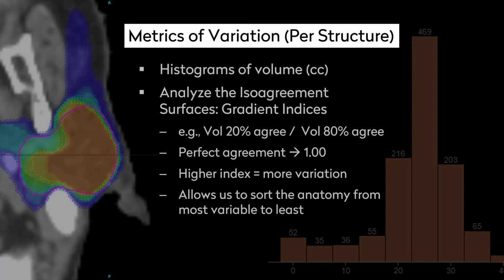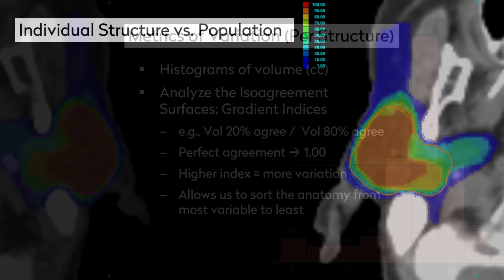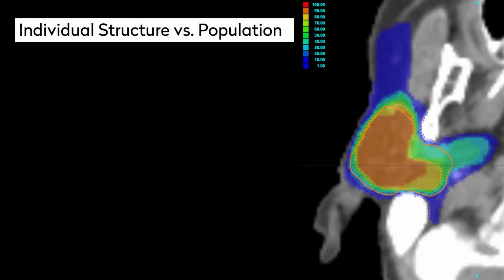And you can pick whatever numbers you want. It could be 75 or 25, volume of 25% agreement versus 75% agreement. It could be 10% agreement divided by 90% agreement. We don't really know what the magic numbers are, but they're super easy to calculate once you have the 3D grids. And the idea here is, again, just to generate some kind of objective metric of the variation across multiple observers.